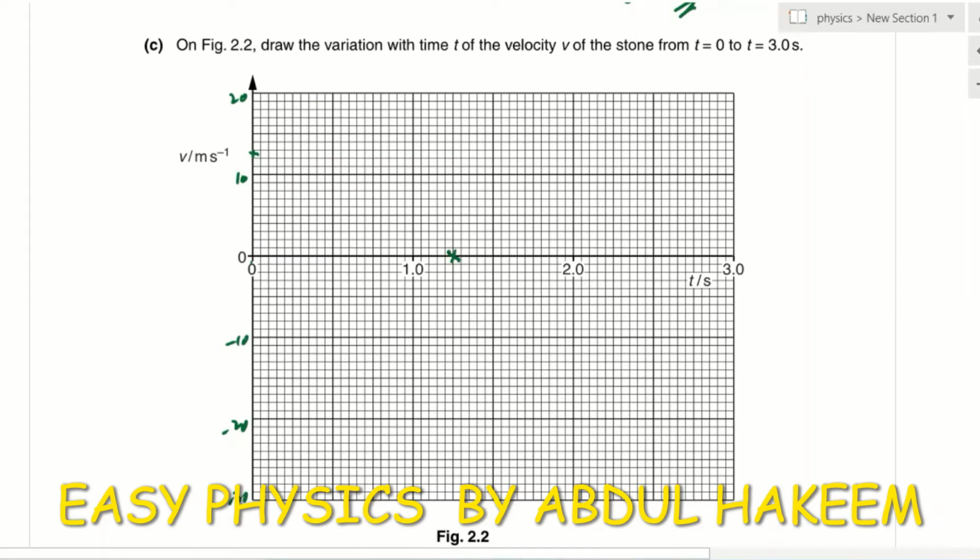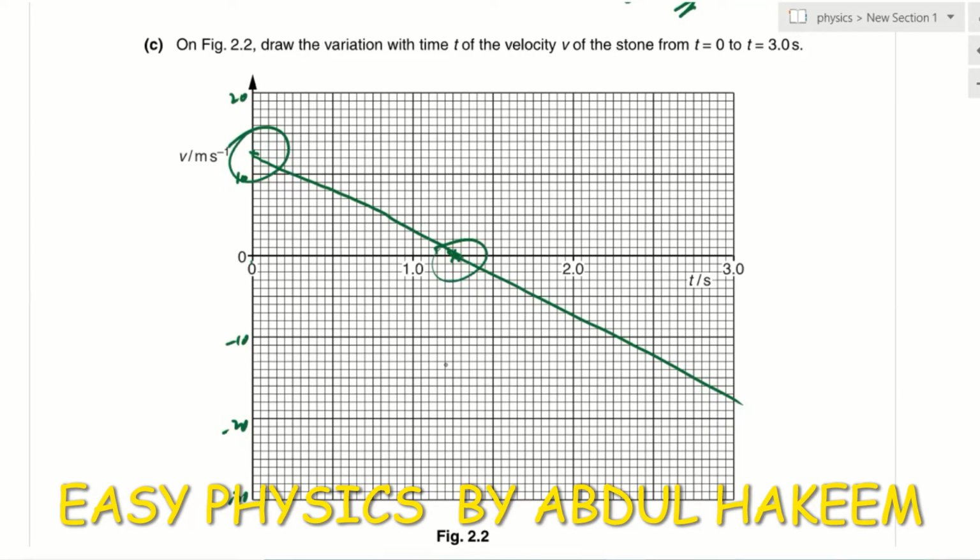And then the gradient is constant, acceleration constant. So we have to join these 2 points. So this is the graph. This speed is 12.3, and here the speed becomes 0. Acceleration is the gradient, which is 9.81, constant for upward and downward motion. So this is the graph. You have to draw it with a straight line.